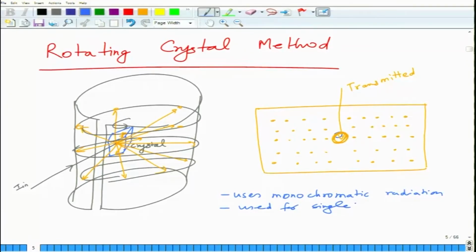So, instead of using a white radiation, you use a rotating crystal here, okay, and it can be used for determining the crystal structures of unknown materials, okay. So, this is what the rotating crystal method is. These two methods are typically used for analyzing the structure of single crystals.